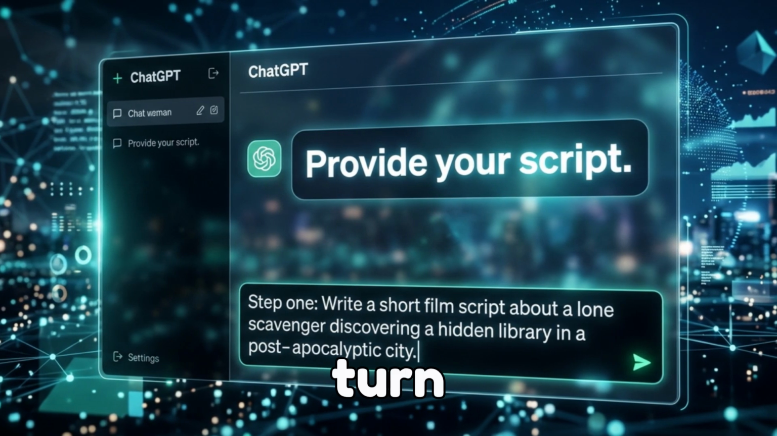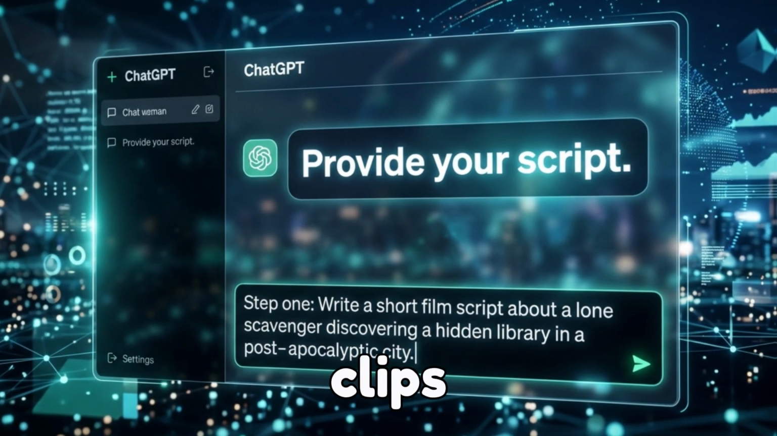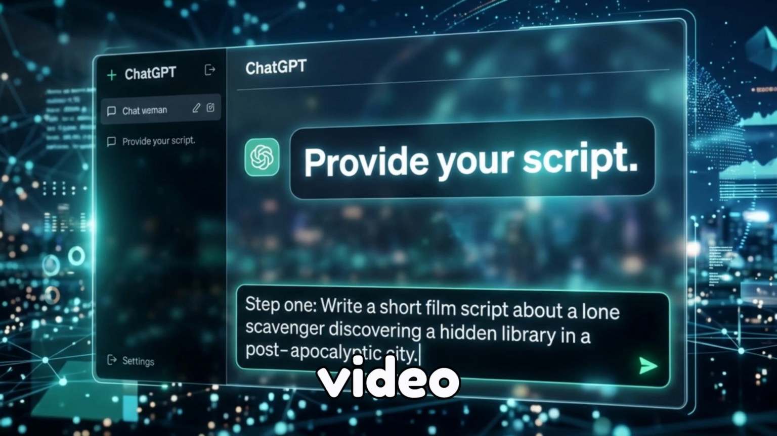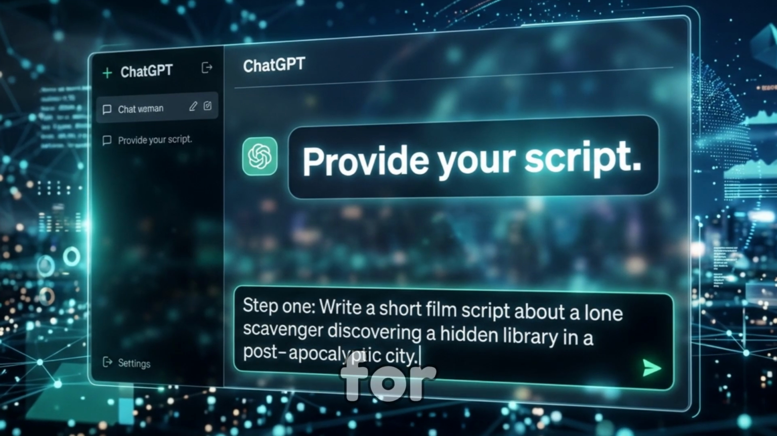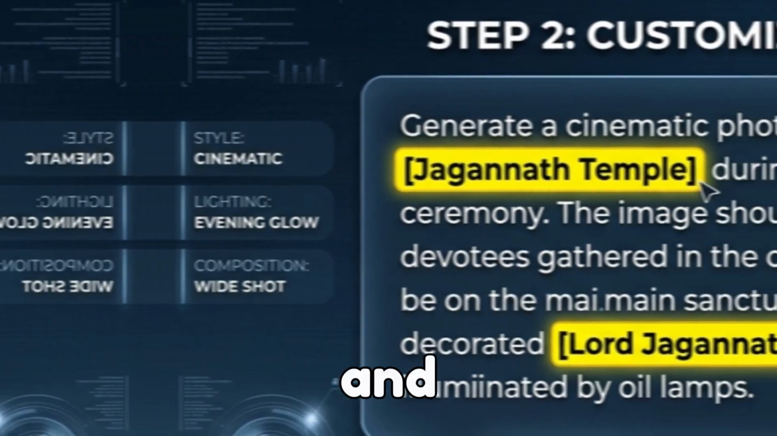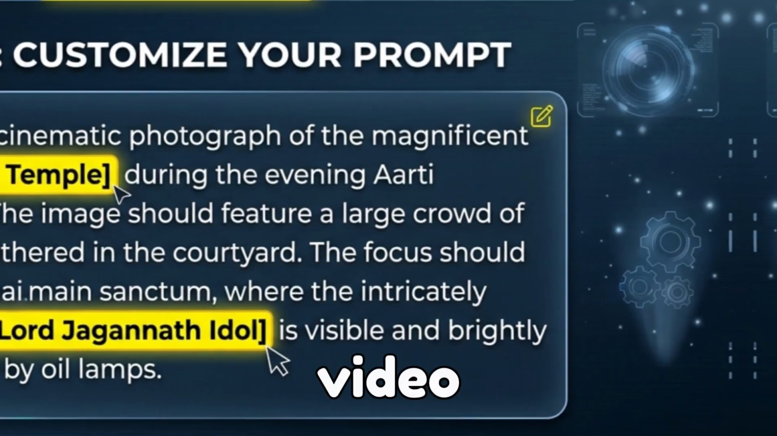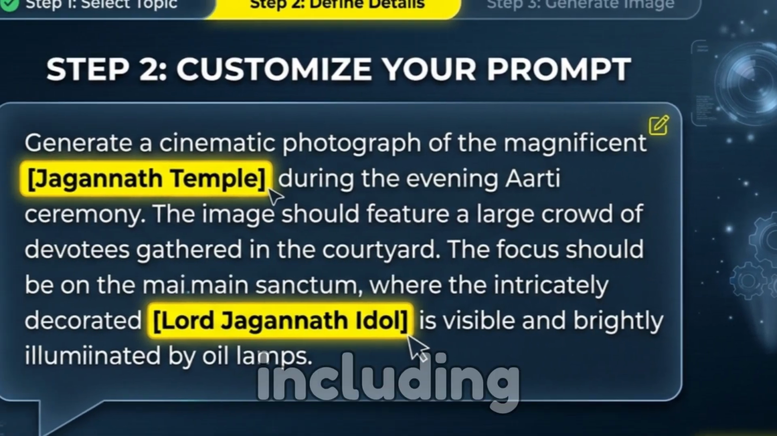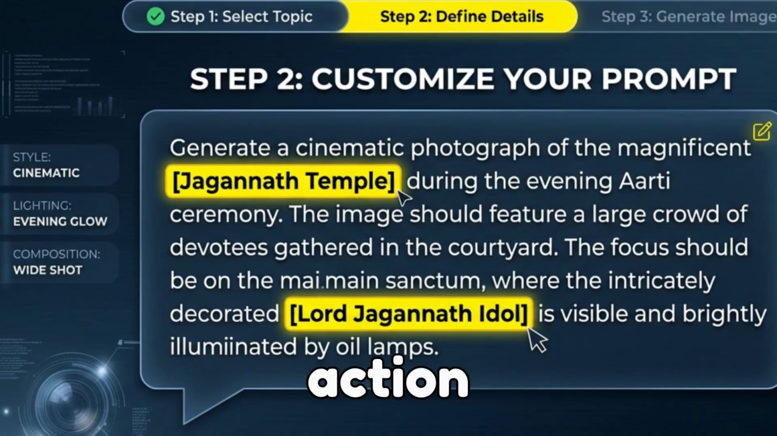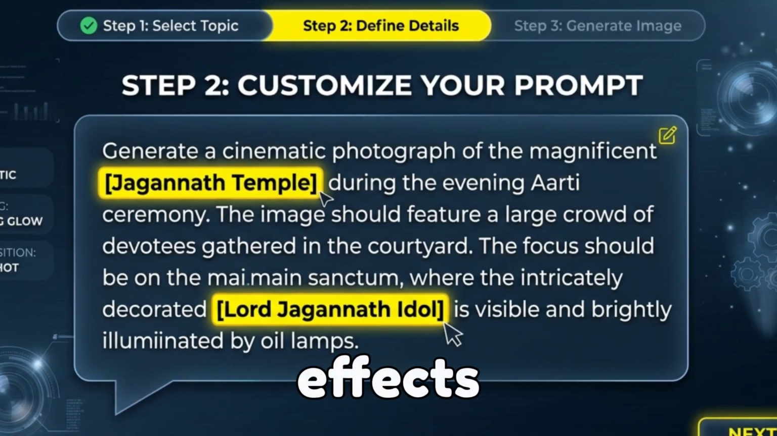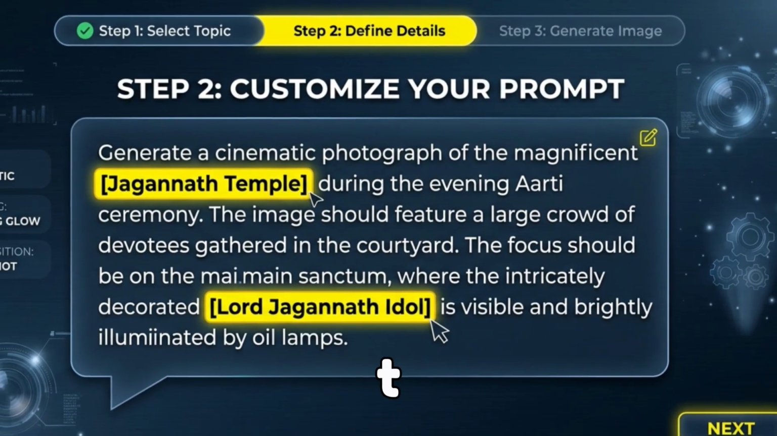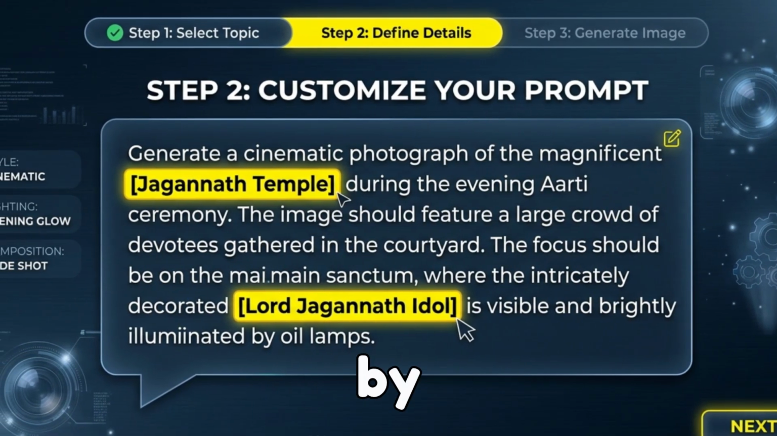Now, we need to turn these images into video clips. Before generating the video clips, we need video prompts for that. Go back to chat and ask it to create image-to-video prompts for all scenes, including camera movement, action, and cinematic visual effects. ChatGPT will generate these prompts scene by scene.